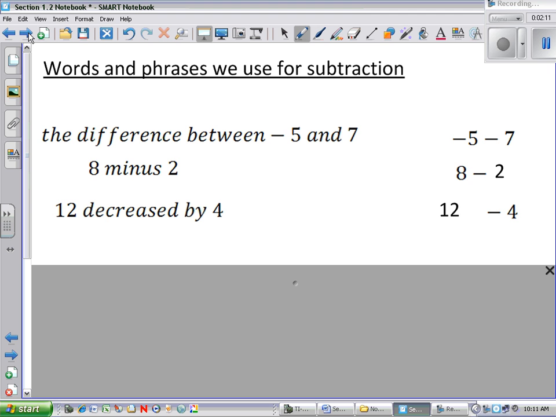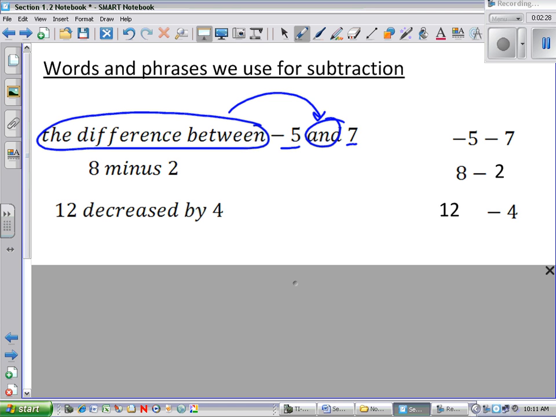The words and phrases we use for subtraction. We have 5 phrases altogether. We're going to look at these first 3. The difference between negative 5 and 7. The difference between and, those go together, and the "and" tells us where to put the minus sign. So when we write it in algebraic form, we have negative 5 minus 7.